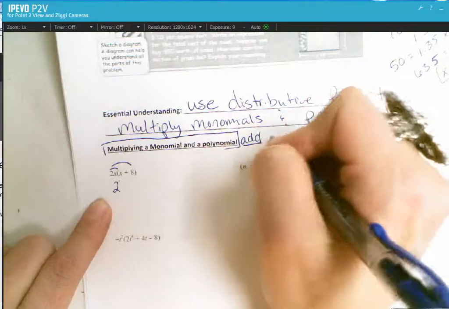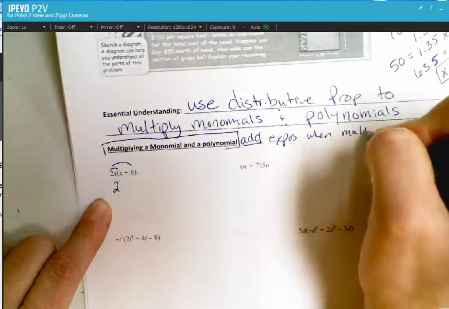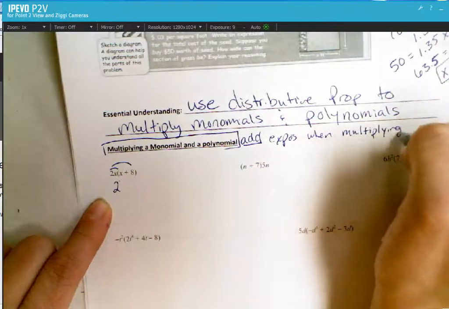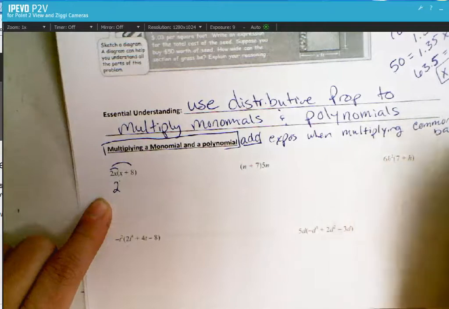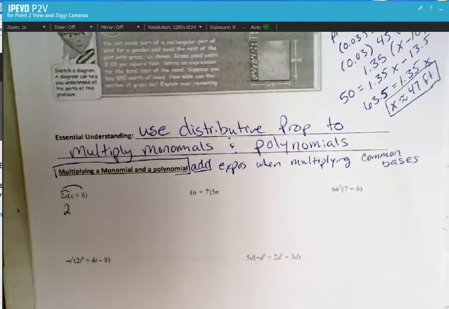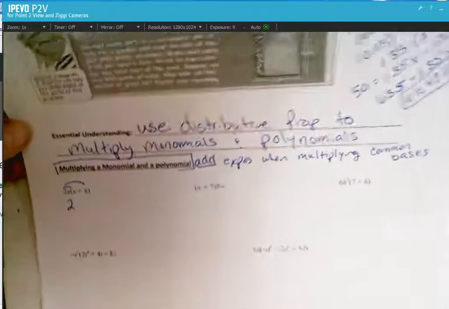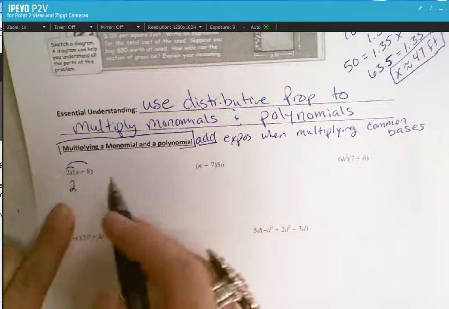Add exponents when multiplying common bases. Okay, so that's just a reminder of the stuff we have to know. We need to know that rule that we learned last chapter. So since I have x times x, that's x to the 1 times x to the 1, which is x squared.